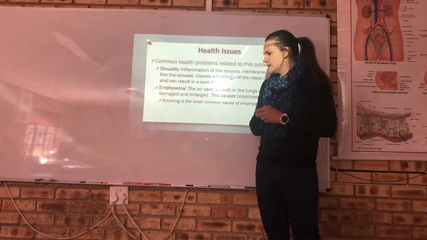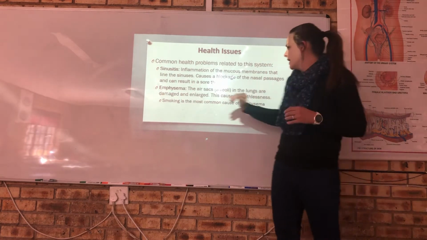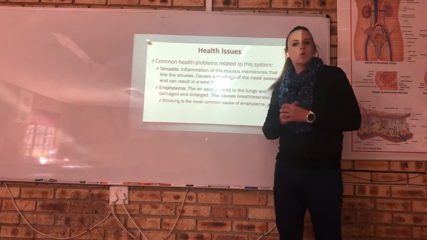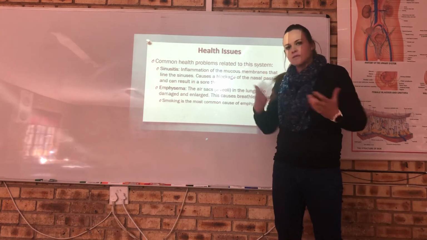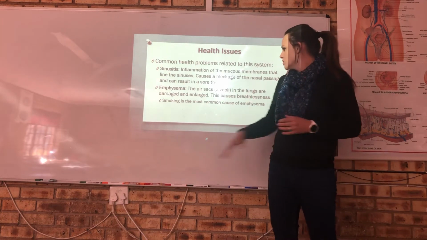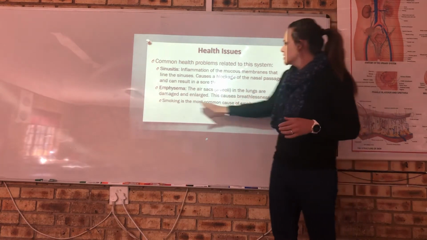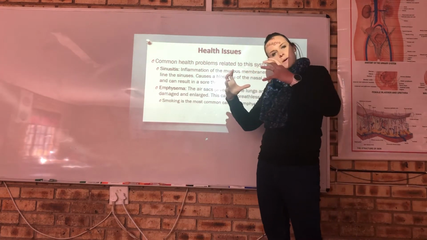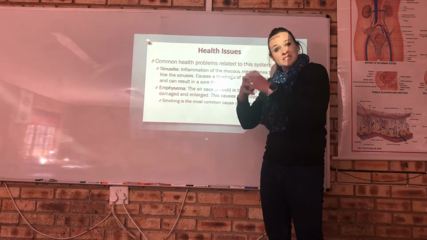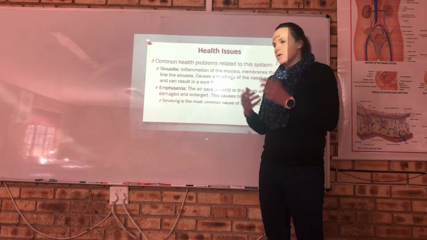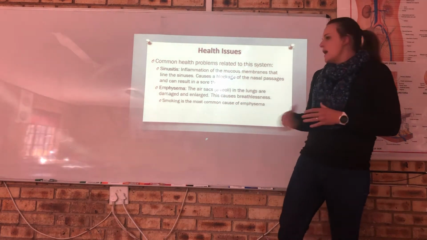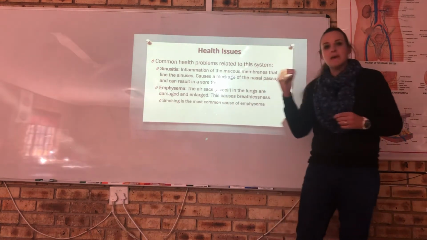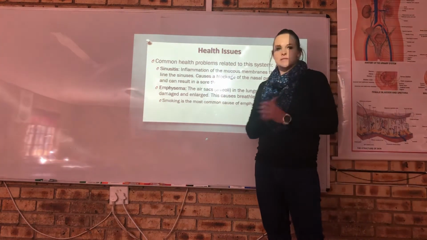Then we have emphysema. Emphysema is usually caused by smoking or the intake of toxins into your system. It can be caused by pollutants, okay? So anything that you take into your body is going to cause the air sacs, the alveoli in the lungs, to become damaged and enlarged. So those air sacs can't expand properly, and the tissue is damaged, and therefore you can't breathe properly, and so it causes breathlessness and ultimately will result in death if you get emphysema.